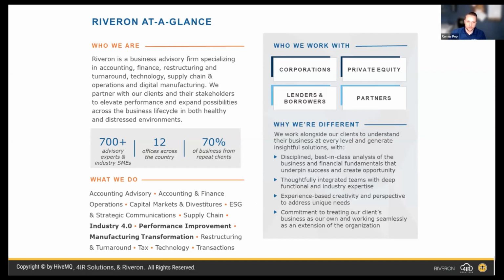So like you heard earlier on, Riveron is a national business advisory firm. We do business across multiple different business sectors. My group specifically, the Intelligent Manufacturing Solutions Group, focuses on Industry 4.0, performance improvement, and what we call manufacturing transformation. So a lot of what I'll cover talks about the entire circle of what we do for OEE, right? We're going to focus a lot on the technology here in this demo and what you're seeing from 4IR and Riveron and HiveMQ. But a lot of what it takes to increase that OEE number comes from the people and process side.